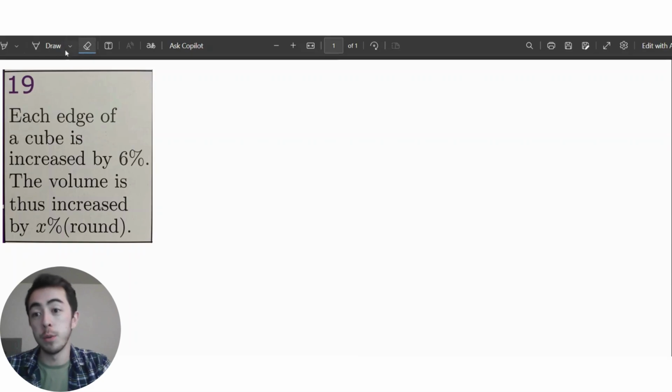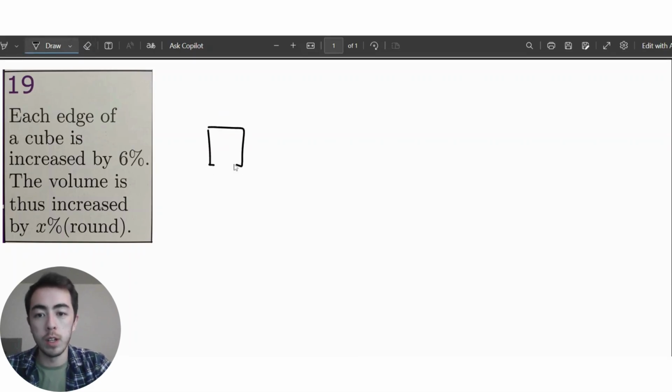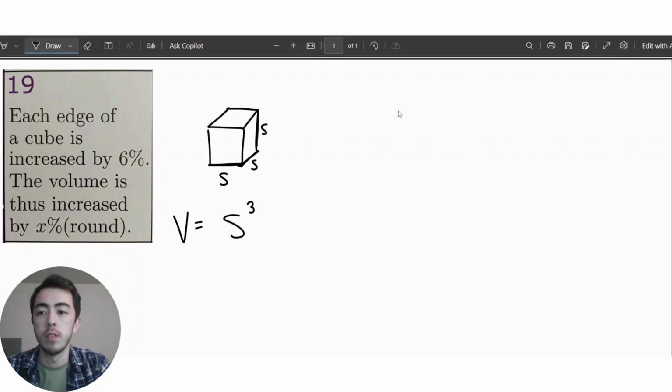Now I want to compare two cubes: the original and the one that I increased by 6% on all the edges. I can label all of my sides as that length of S for this first cube. So the width, the length and the height are all S. To find the volume of this cube, I'll do length times width times height, but they're all the same value. So it's S times S times S. That's the same as S cubed.